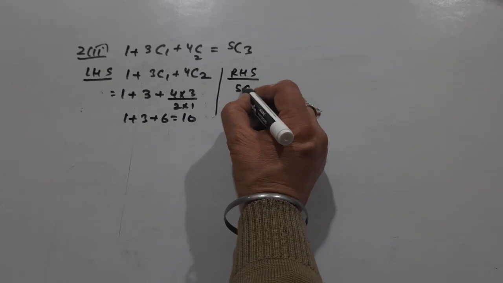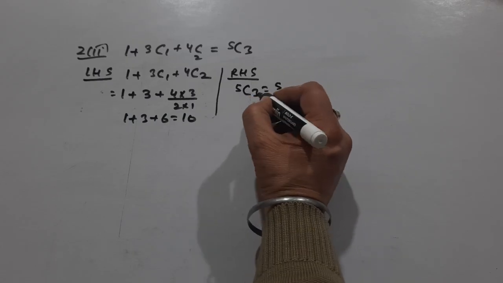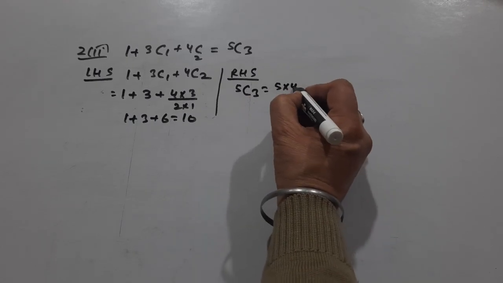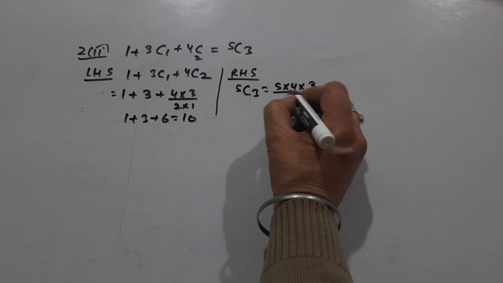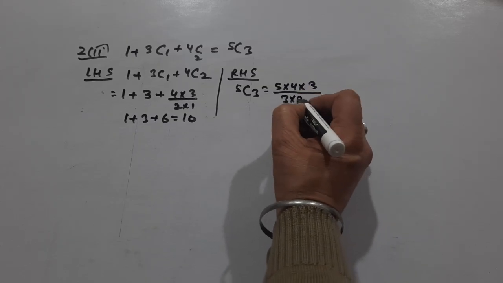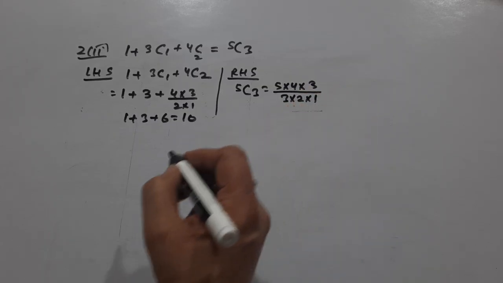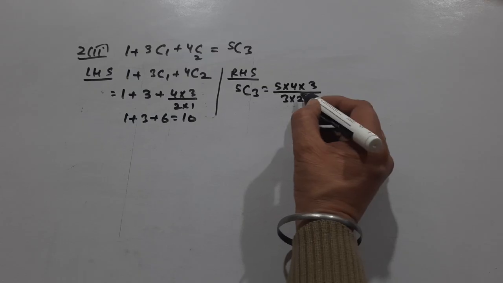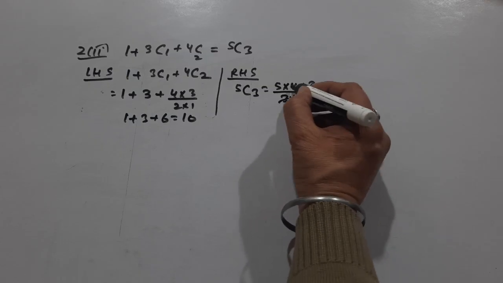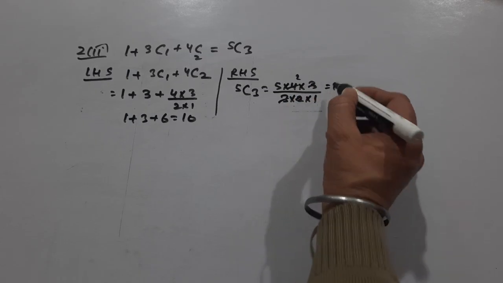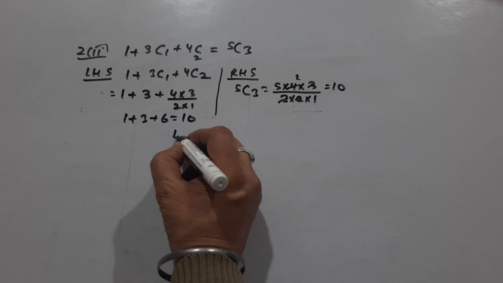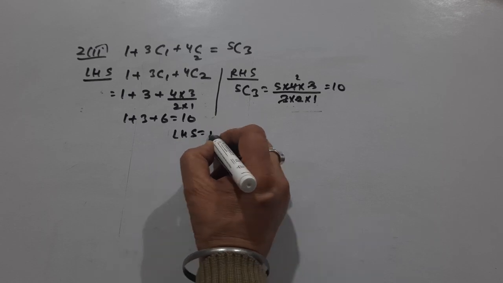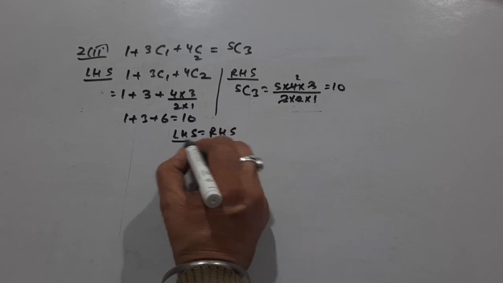Then right side is 5C3. We have 3, so we write 3 terms, 5, 4, 3, and write 3 up to 1. So cancel 3 with 3, 2 into 4, we get 10. So left hand side equals right hand side. So hence proved.